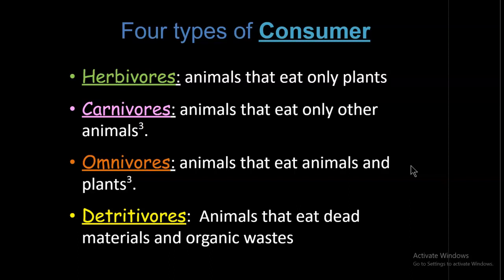And then we have the all important detritivores, and these are organisms that eat dead material. So they're very important to the ecosystem. We don't really think about it, but they're essential for every ecosystem to have.